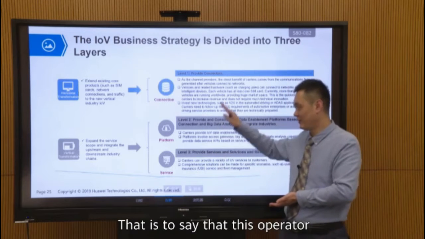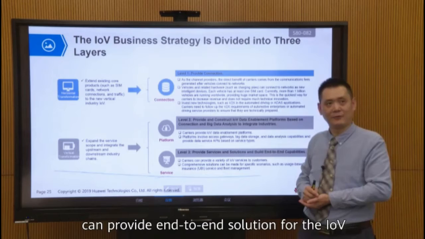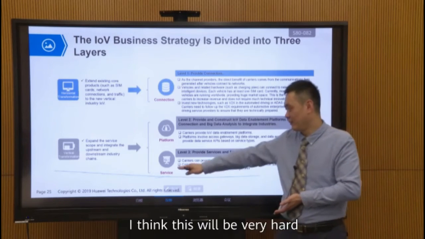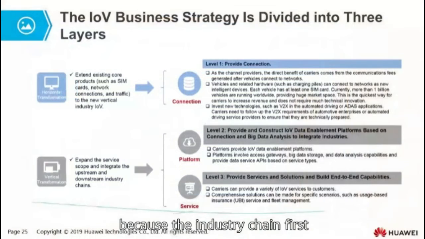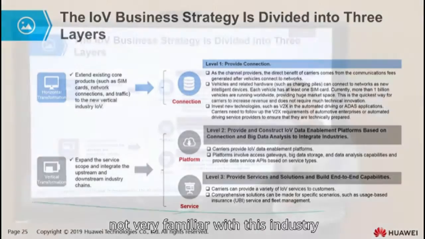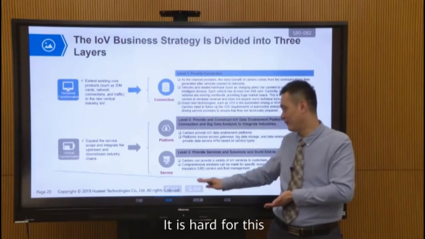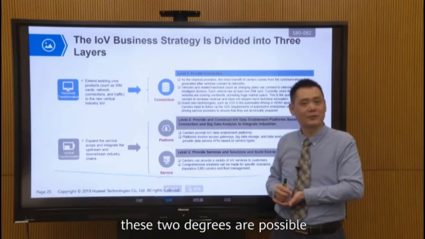And the third level will be the mobile operator can provide not only connection and platform, but also the service. That is to say that this operator can provide an end-to-end solution for the IoV. I think this will be very hard for the mobile operator to realize because the industry chain first is very long. Second, the mobile operator actually is not very familiar with this industry. It's very hard for this. The first or second, these 2 levels are possible, right?